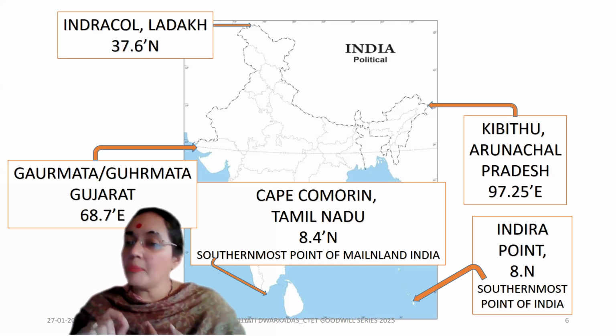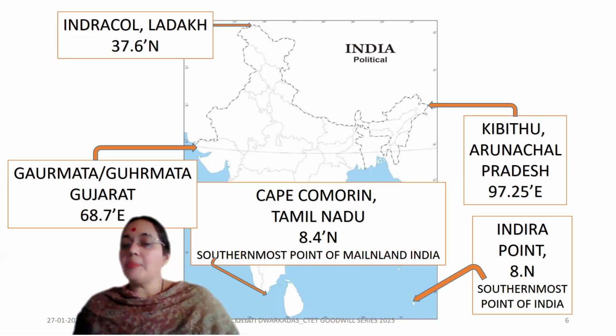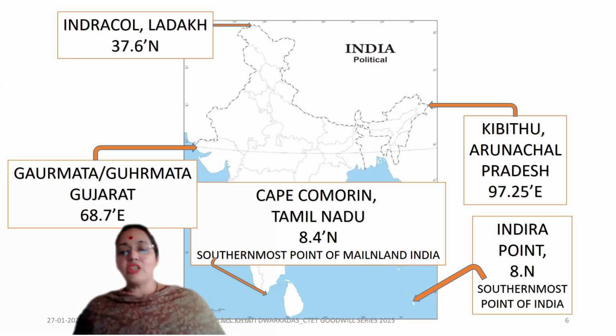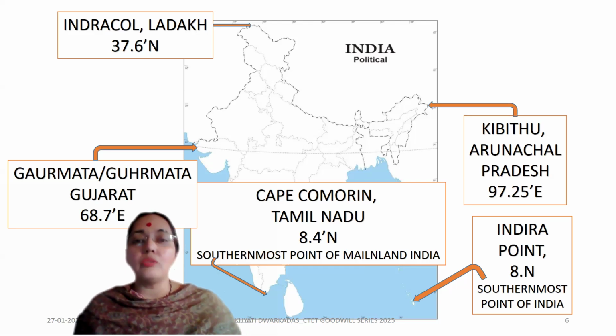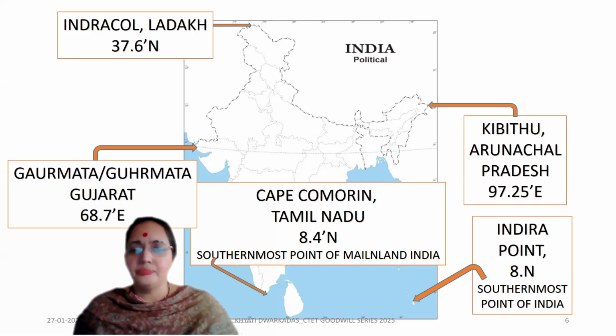And the southernmost point of India is Indira Point at 8 degrees north, which was submerged in the tsunami of 2004 or 2005, whatever the year was.